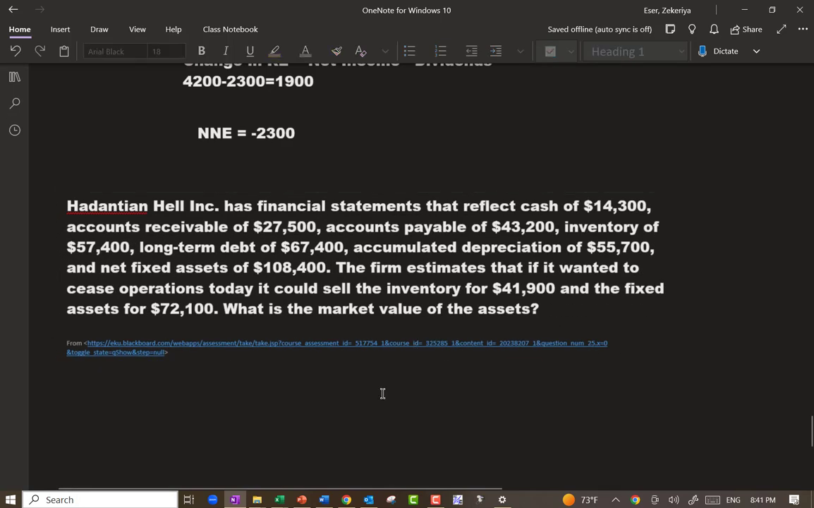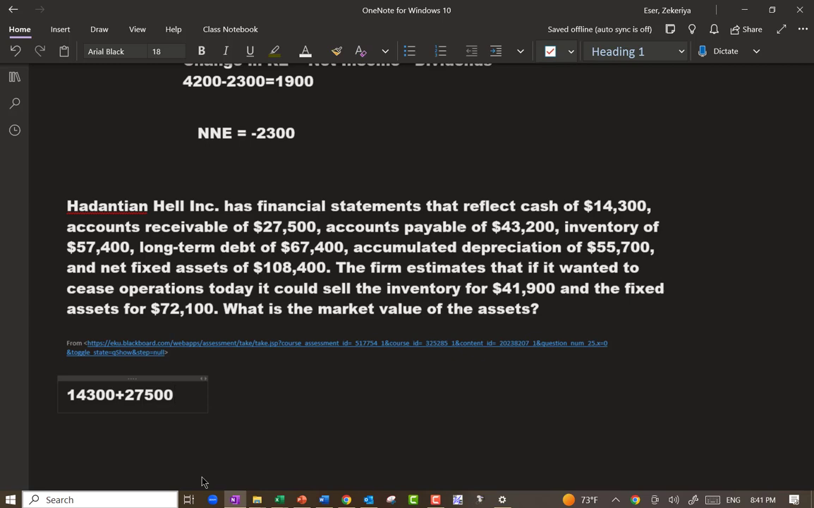Okay, now we're looking for market value of assets. For current assets, typically, book value is the same as market value, except for inventory maybe. So let's start. Cash, 14,300. Accounts receivable, 27,500. Accounts payable is a liability, so ignore that.